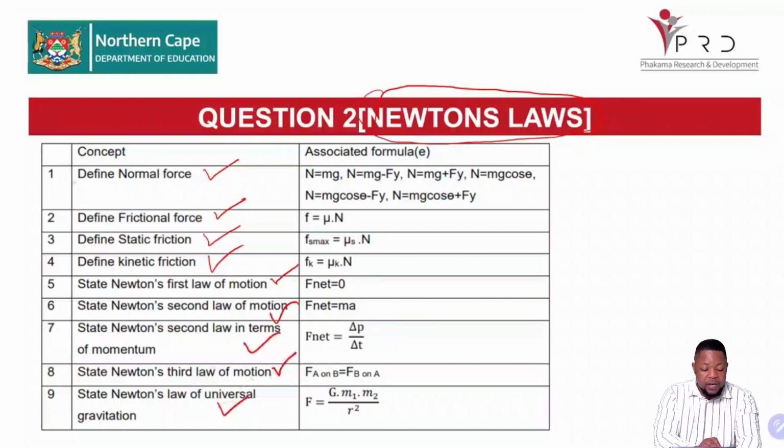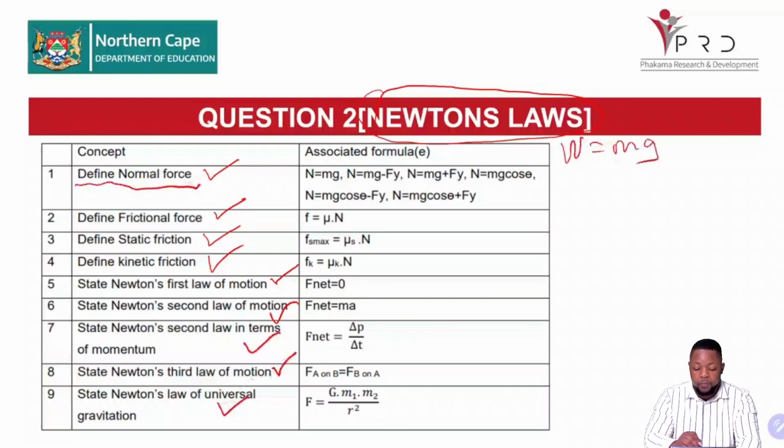Now, after defining the normal force, you should be able to calculate the normal force. How do we calculate the normal force? On the data sheet, you have the formula W is equals to mg, and that W is equals to mg should be used to calculate the normal force. Now, that is N is equals to mg. N is equals to mg is coming from the formula W is equals to mg.